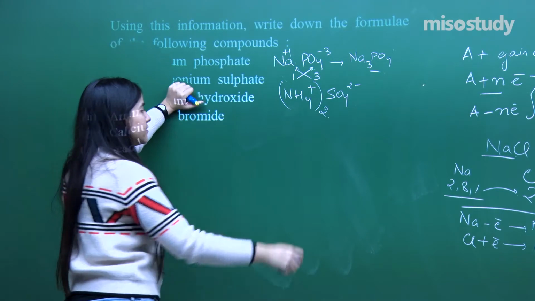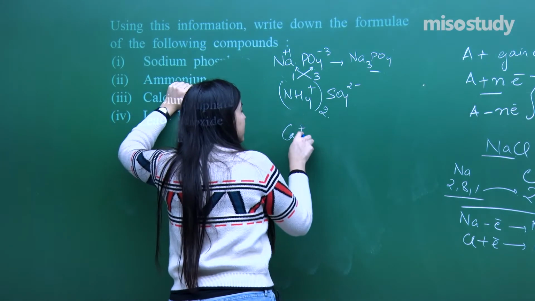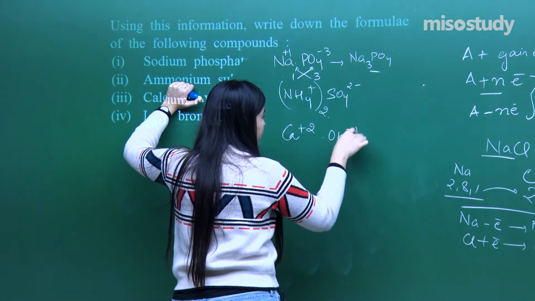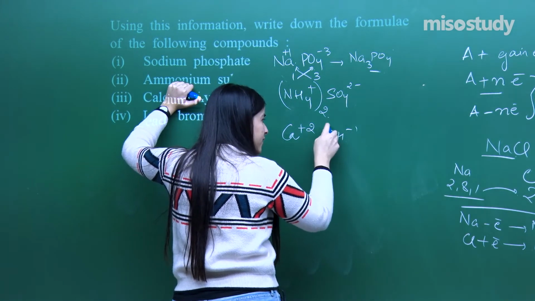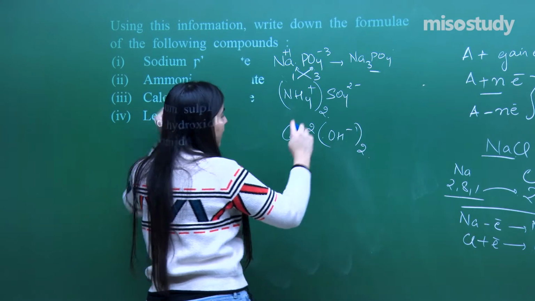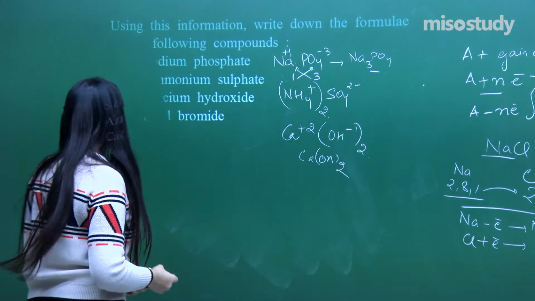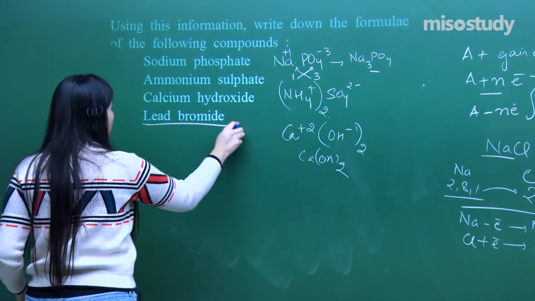Calcium hydroxide. Calcium, just like magnesium, has a +2 charge. Hydroxide, OH, is -1. Again we need to equate it, multiply by 2, and we get Ca(OH)2 as the formula. Fine. Now lead bromide. What is lead?